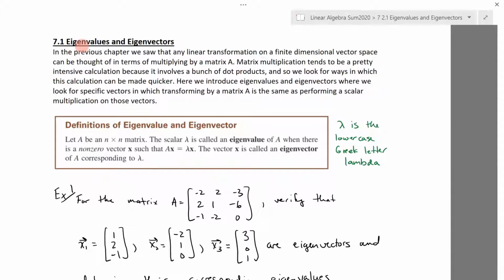In this video, we're going to discuss eigenvalues and eigenvectors. In the last chapter, we saw that any linear transformation on a finite dimensional vector space can be thought of in terms of multiplying that vector by a matrix A. However, matrix multiplication tends to be a pretty intensive calculation because it involves a bunch of dot products of rows by the column vector, and each individual dot product involves n different multiplications by the various entries. And so what we want to do is to look for ways to make this calculation faster.